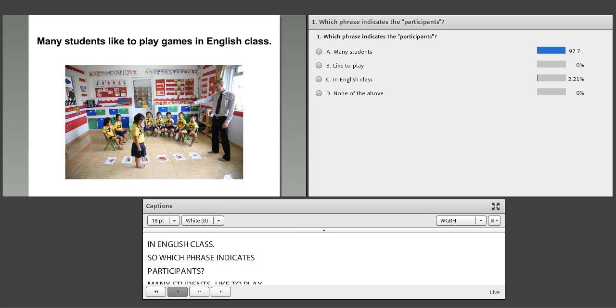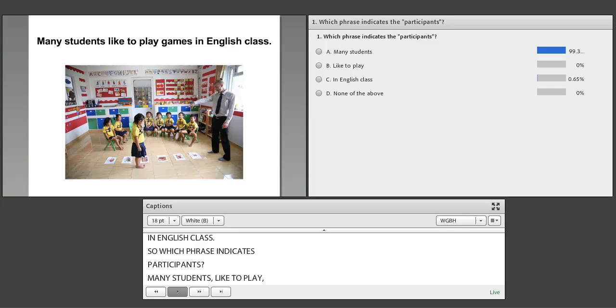Excellent. Looks like almost everyone chose correctly. A, many students. So together, those two words work as the participant.